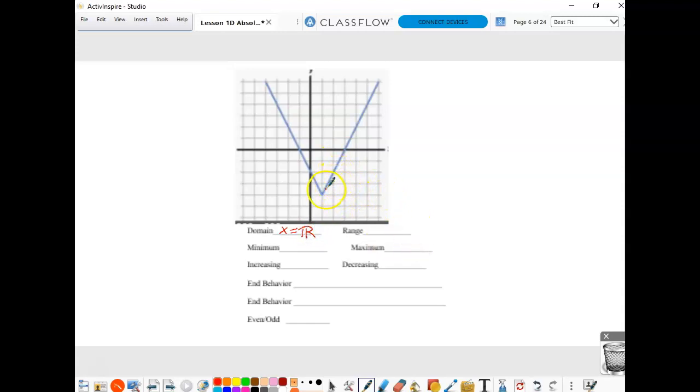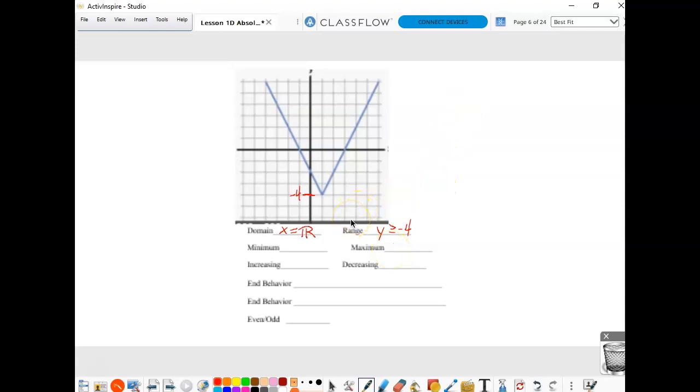The range looks like, remember, if there's no dots here, that means that there's arrows, so they keep going. So the range in this case goes down to 1, 2, 3, 4. It goes down to -4, but it doesn't go past that. It's everything above or equal to -4. So we're going to say y is greater than or equal to -4.